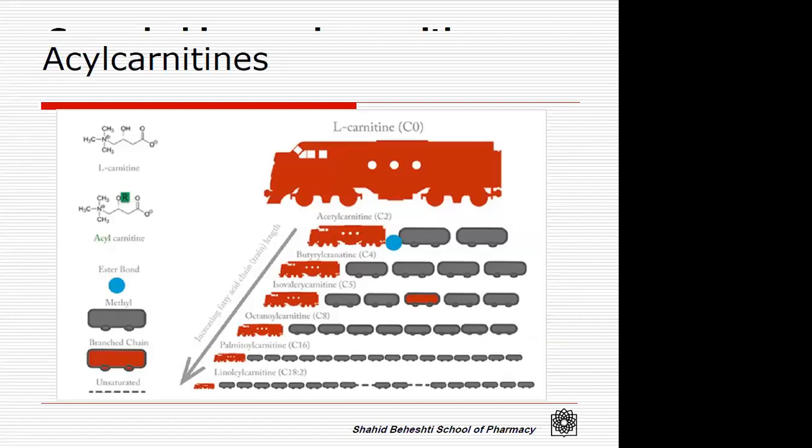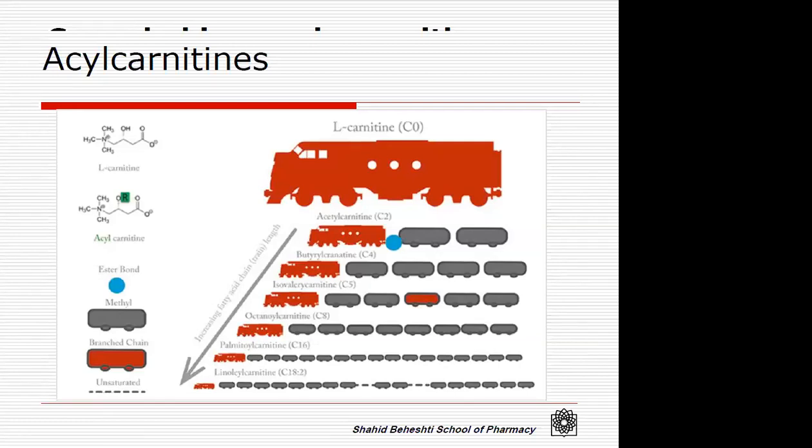Carnitine gets the fatty acid. It has a hydroxyl group in its structure, which can be linked to the fatty acids, and then the fatty acid is transferred to the mitochondria. Different fatty acids have different roles in the metabolic processes of the body. We could have acetyl as the 2-carbon fatty acid, propionyl as a 3-carbon fatty acid, and so on. It goes up to C18 fatty acid, which has 18 carbons.